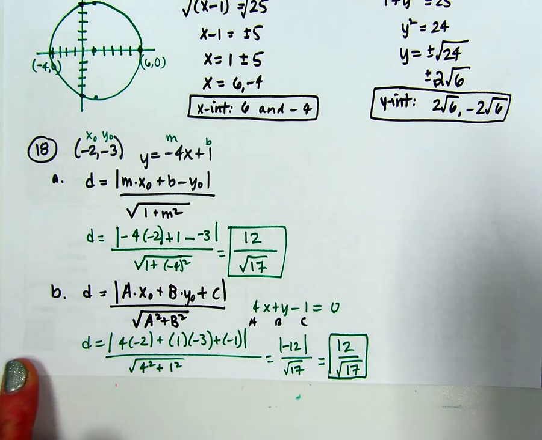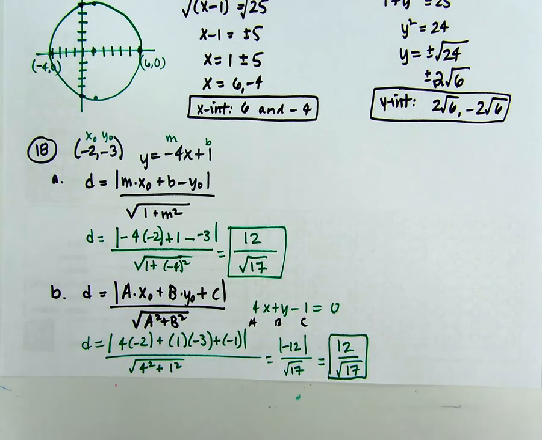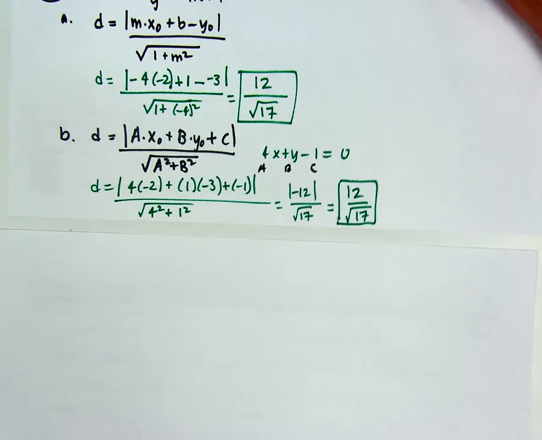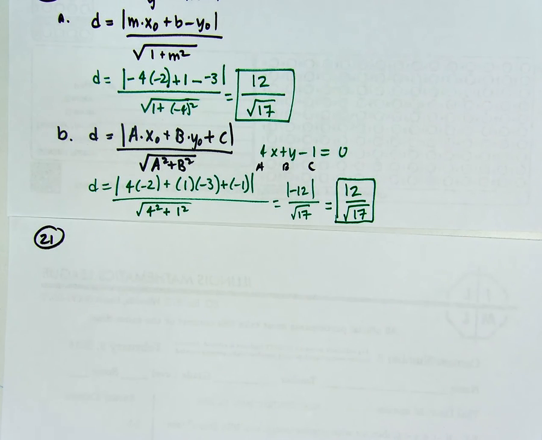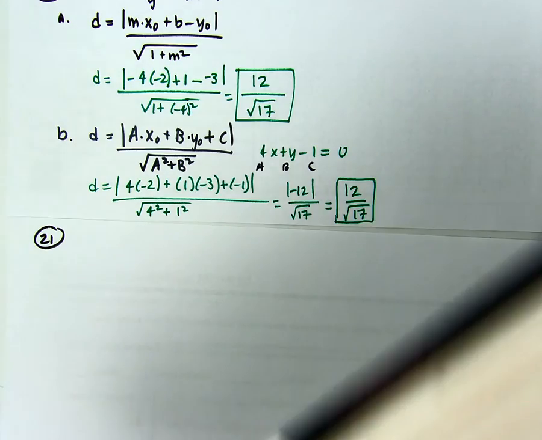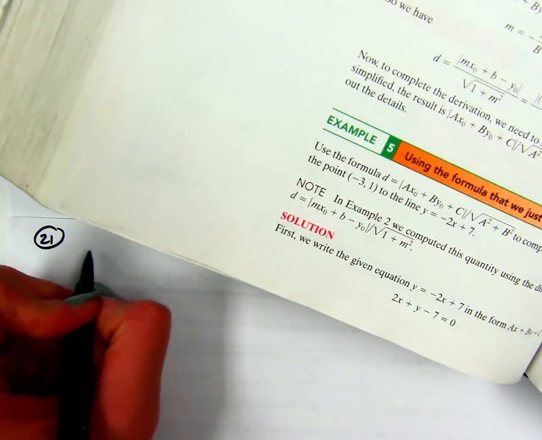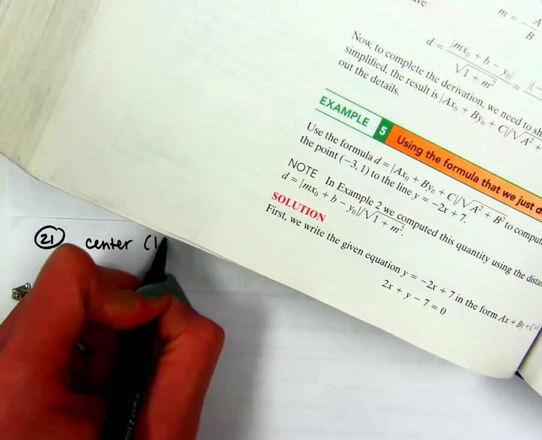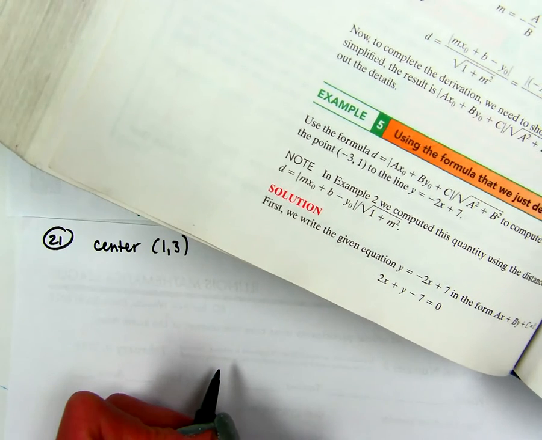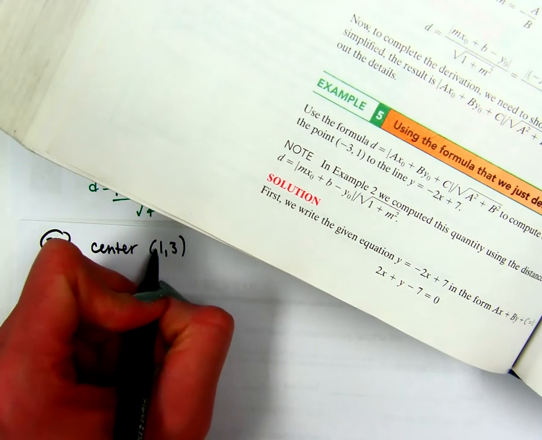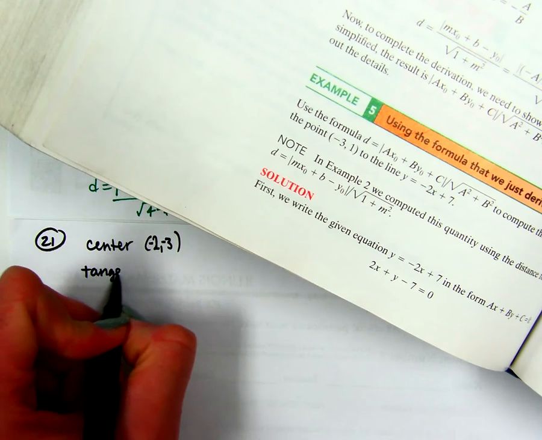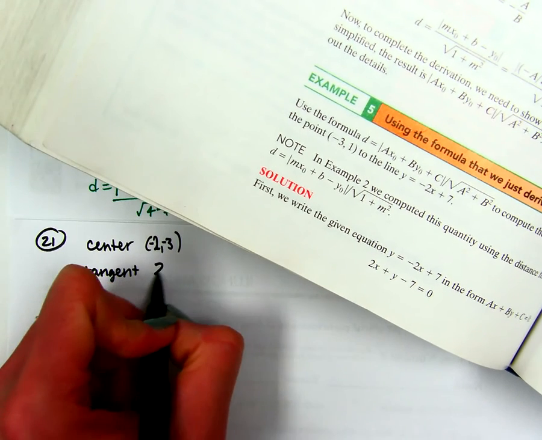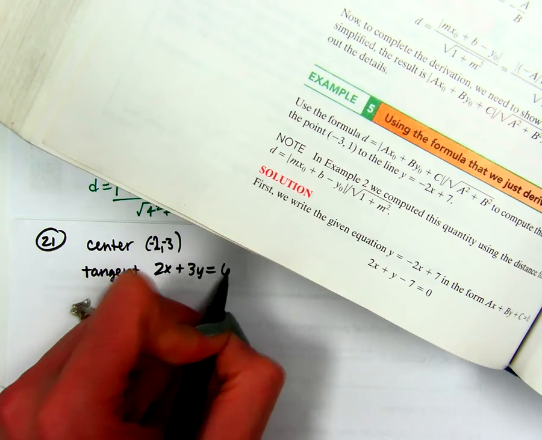All right, new problem. We're going to do number 21, just part A only. All right, so number 21 says, find the equation of the circle that has a center at -2, -3, and it's tangent to the line 2x plus 3y equals 6.